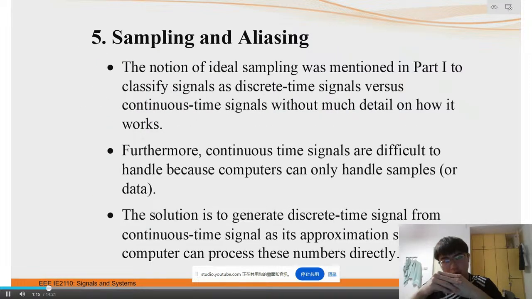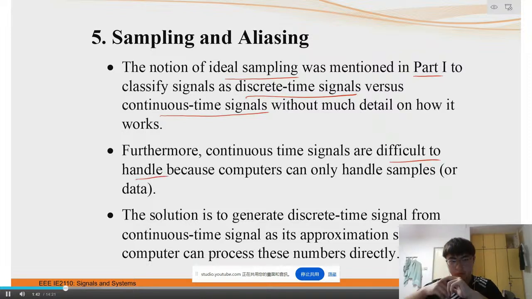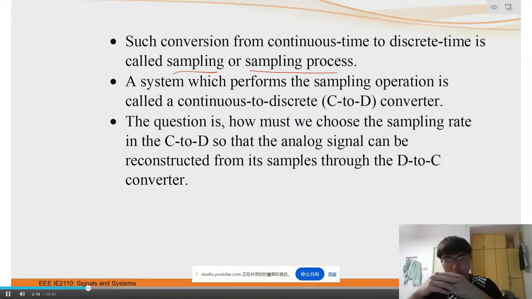Now, the notion of ideal sampling was mentioned in part 1 to classify signals as discrete time signals versus continuous time signals, without much detail on how it works. Furthermore, continuous time signals are difficult to handle because digital computers can only handle samples or data. And the solution is called a continuous to discrete converter, the C to D converter.